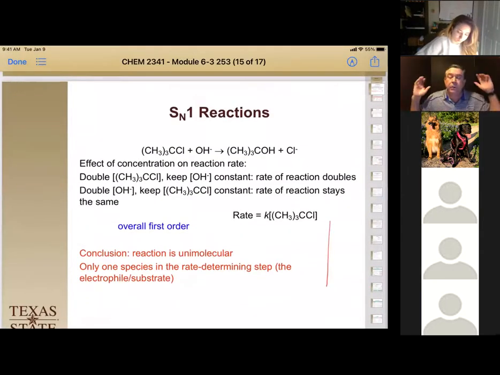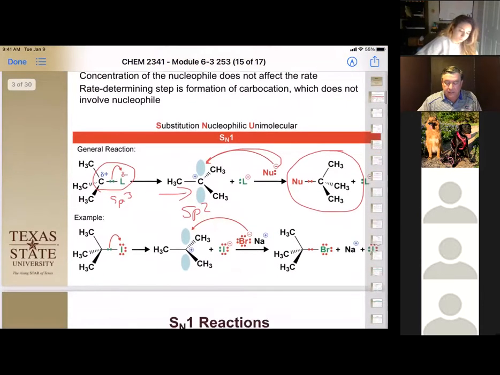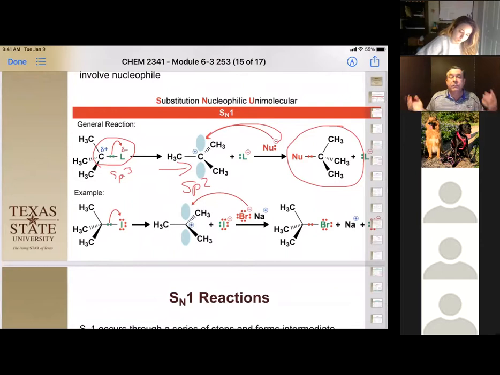Okay, so now we're going to talk about those Sn1 reactions. So in Sn1 reactions, the first thing that happens is we form a carbocation. Okay, and the way that we form that carbocation is the idea that we are going to break that bond first.